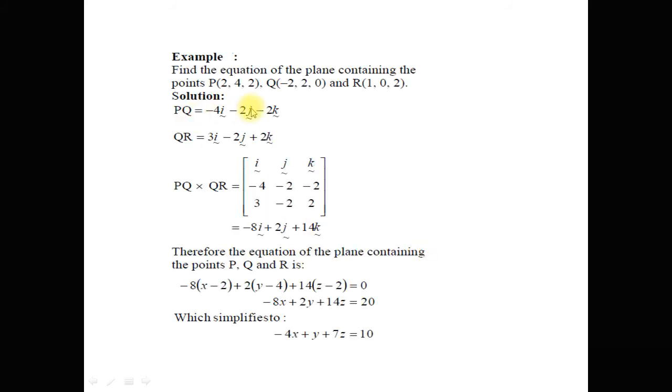Now another example, to find the equation of the plane containing the points P, Q and R.